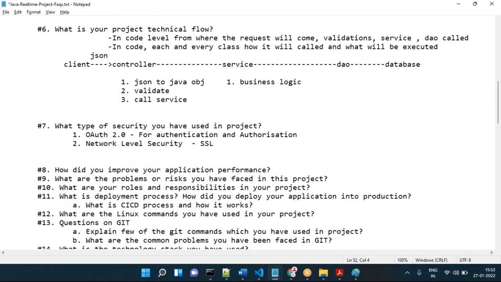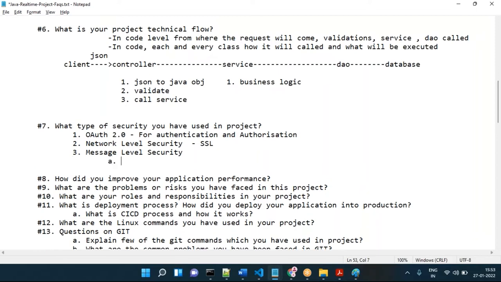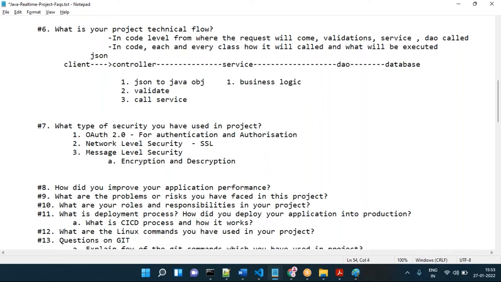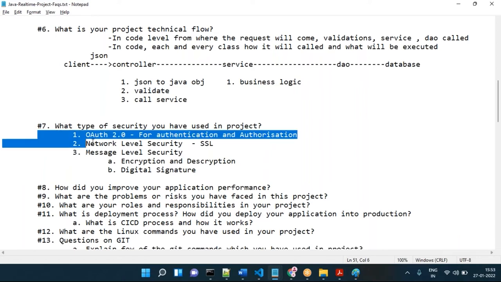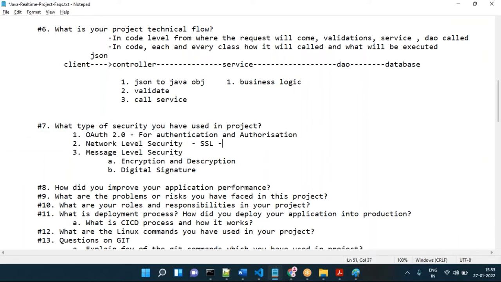Now, third one: in our previous project, we got the opportunity to implement message level security also. Message level security means how to apply encryption and decryption to your messages, and also how to apply digital signature. Digital signature, team, is very, very important. Legacy projects are using this. Now all traditional projects are using OAuth and network level security. You have to know, team, how SSL works internally.